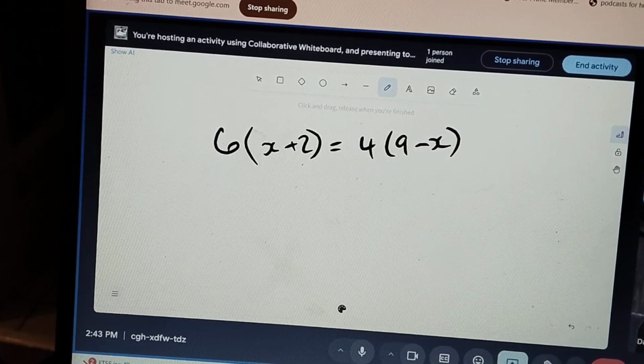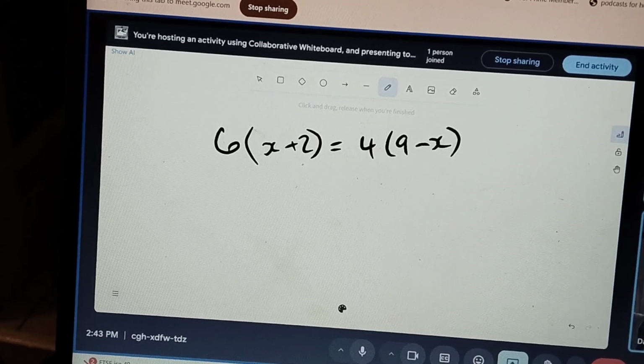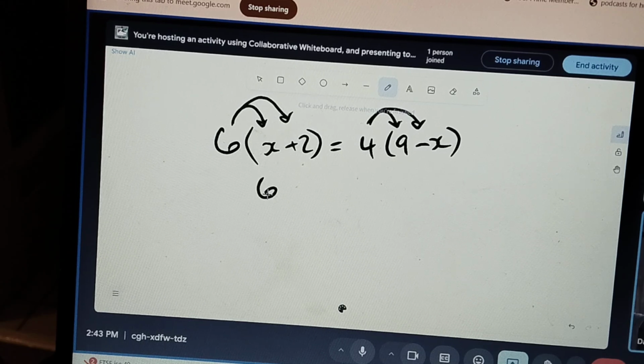Sarah, how would you solve that? What would your first step be? Times. Good, your times. So we're going to times the 6 into there, right? And the 4 into there. So we're going to get 6x plus 12 equals 4 times 9 is 36 minus 4x. Happy with that? Yes.